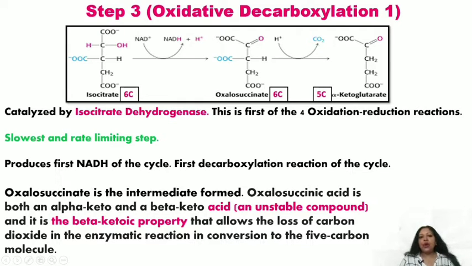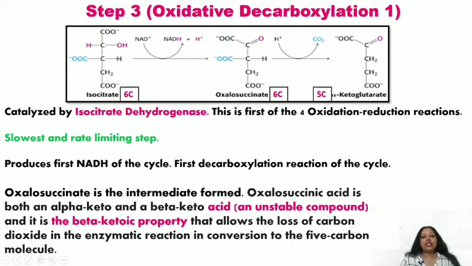This is a very important step as there are many firsts related to this step. Like it is the slowest and hence the rate limiting step of citric acid cycle. When we were studying enzymes, I told you that the slowest steps are the rate limiting ones. Okay. Second, it produces the first NADH of the citric acid cycle, and obviously it is the first decarboxylation reaction of the cycle too. Correct?